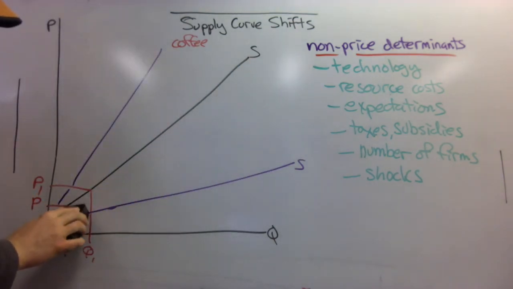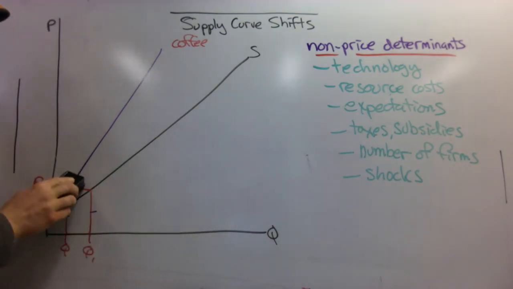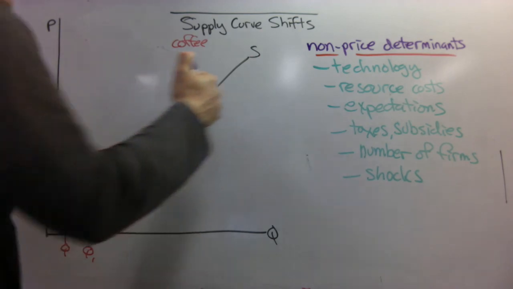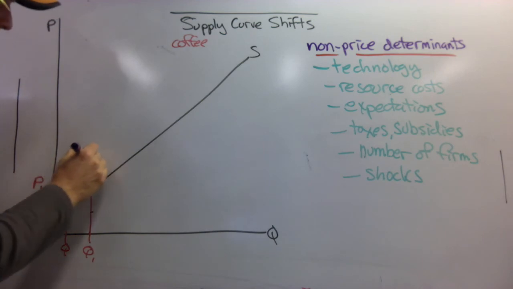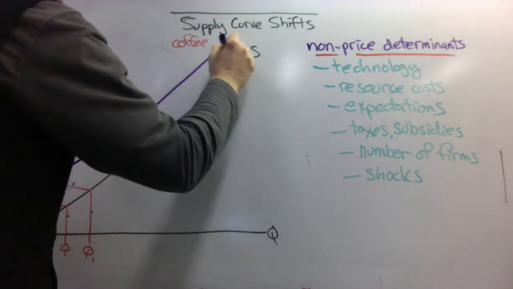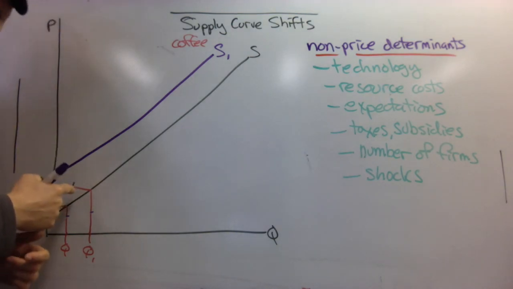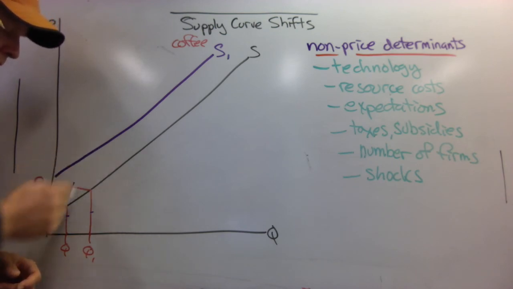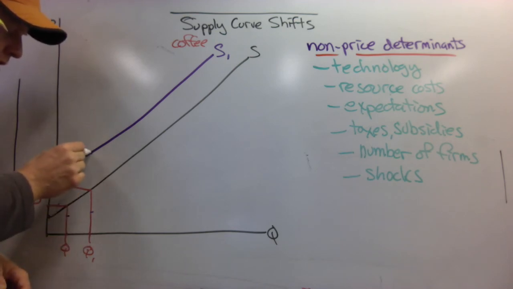I'm going to erase these curves here, just to show what a shift looks like. So if we have an example of, say, resource costs go up, the price of coffee beans goes up, we're going to see that the curve for coffee is going to go here. Because if coffee beans get more expensive, my incentive is to only sell if I can charge a higher price. I'll only sell that much if I can charge that price.